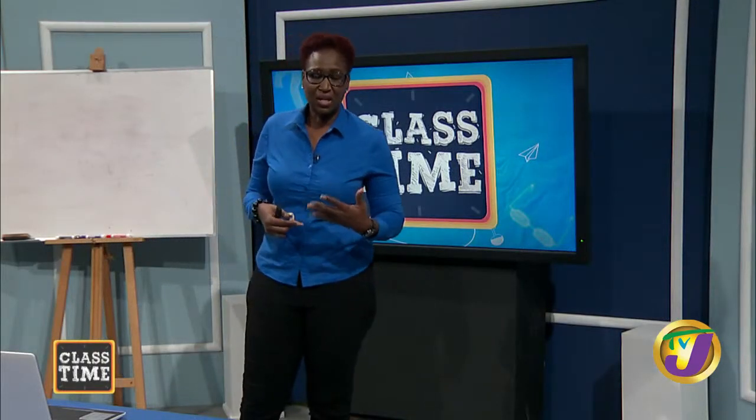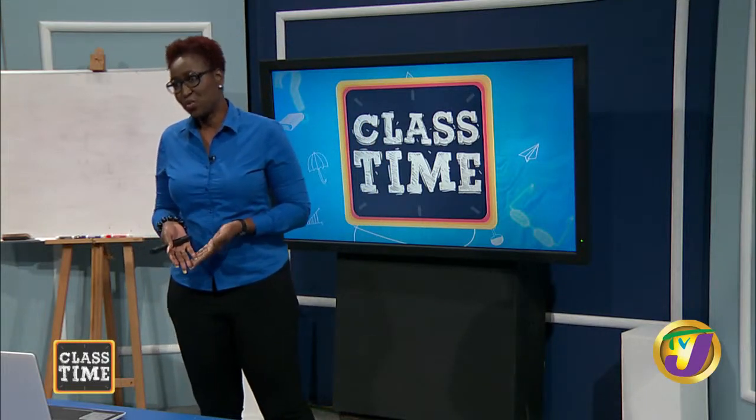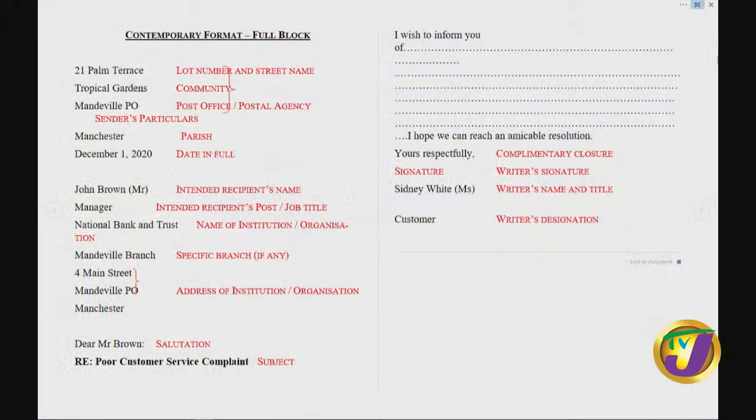Now, the next style is the one that is more common and quite frankly, the easiest one to write, which is the block format. So the block format, everything is left justified, meaning everything goes to the left. So you don't have to think if it goes over this side, over that side. Everything comes to the left margin, but the order is still the same.